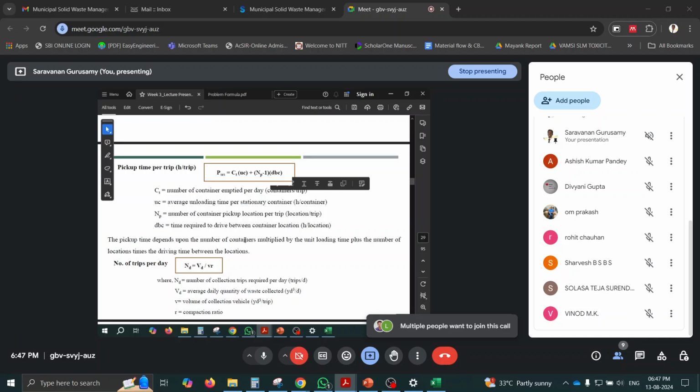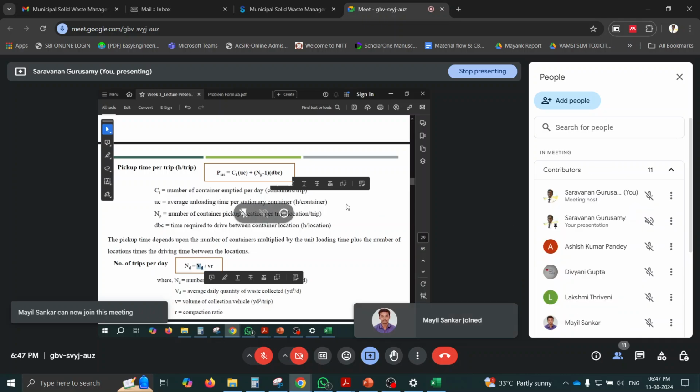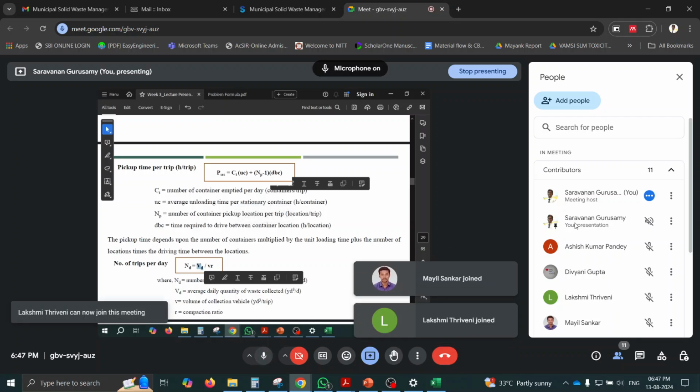So there we have easily calculated the number of trips per day, but here we have to calculate the number of trips per day, it is based on... 1 second. Okay. Sorry for that. We will continue.